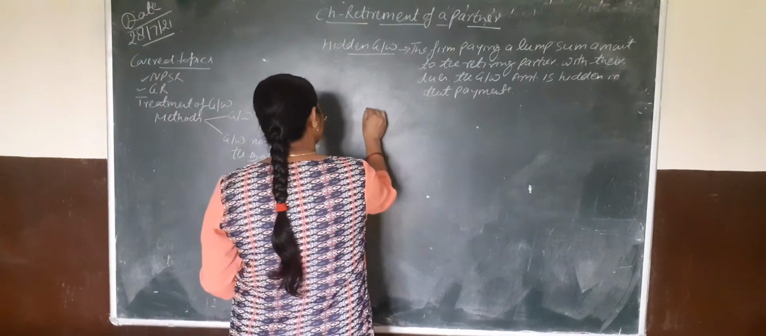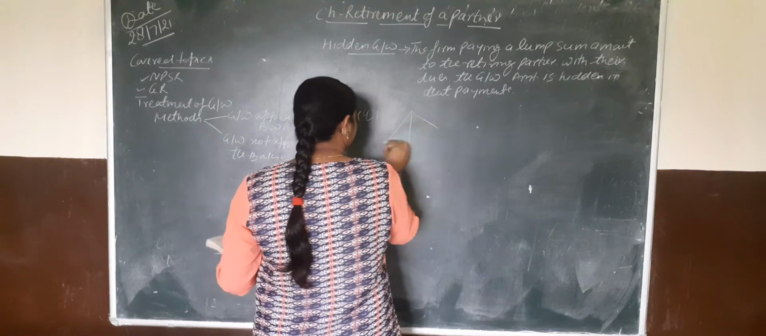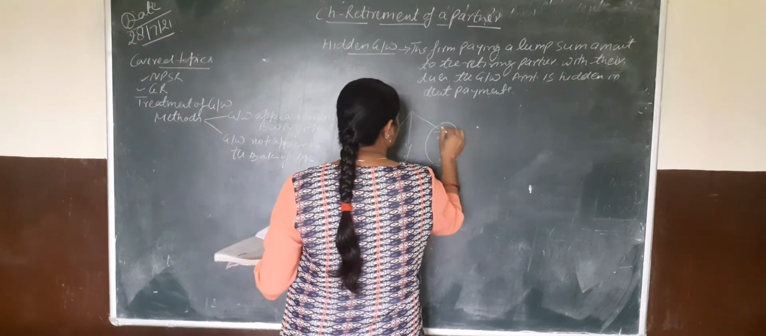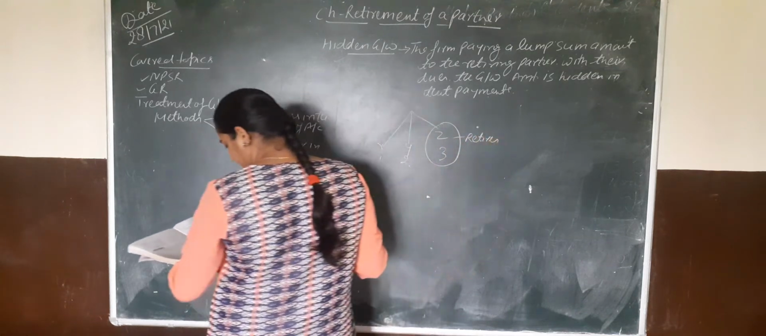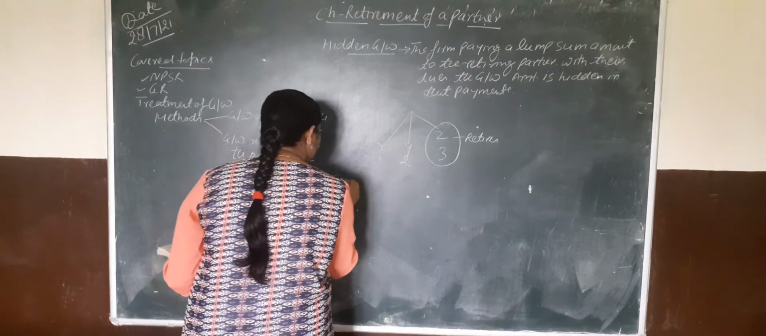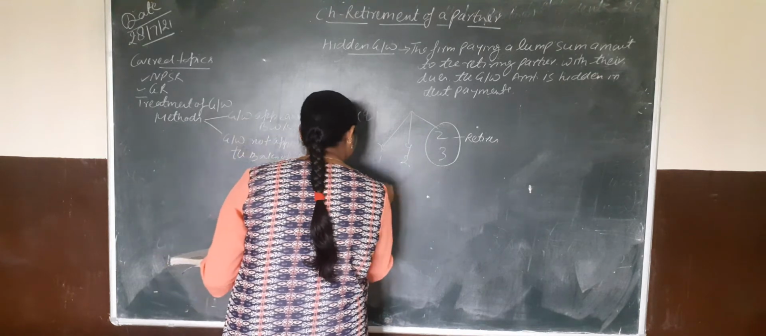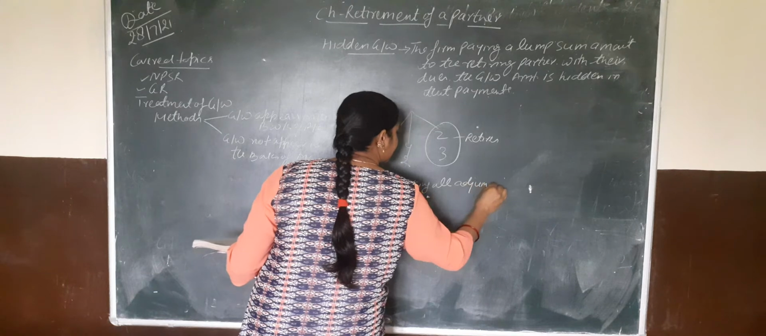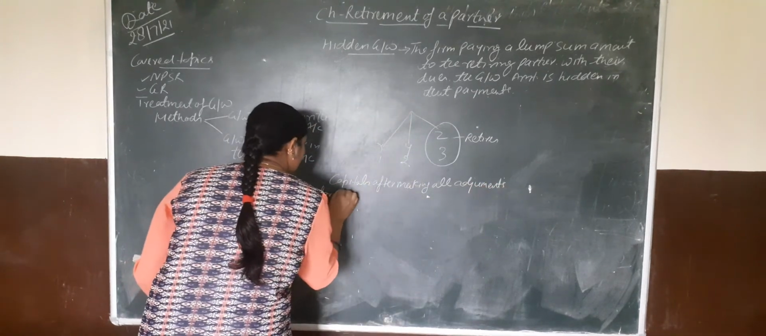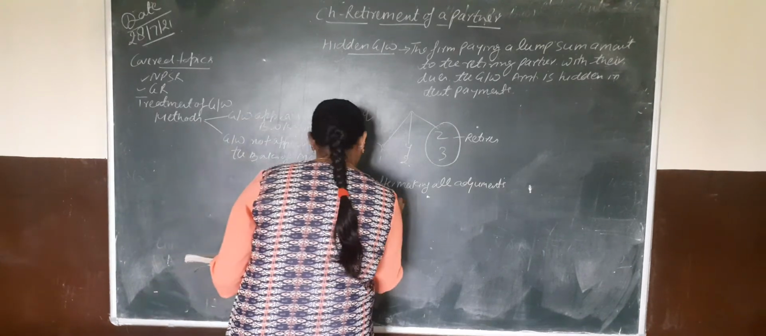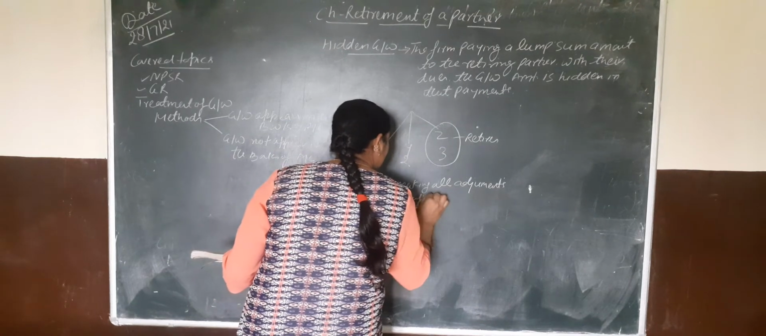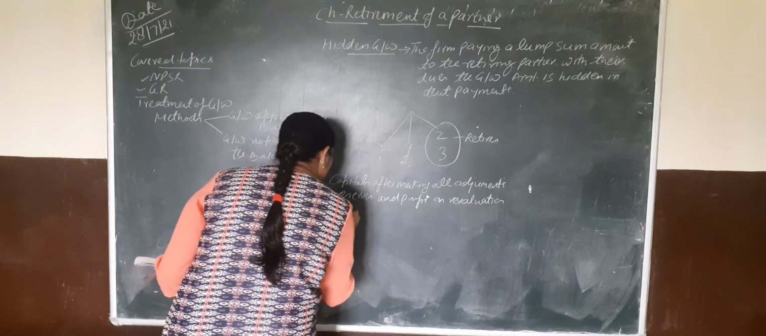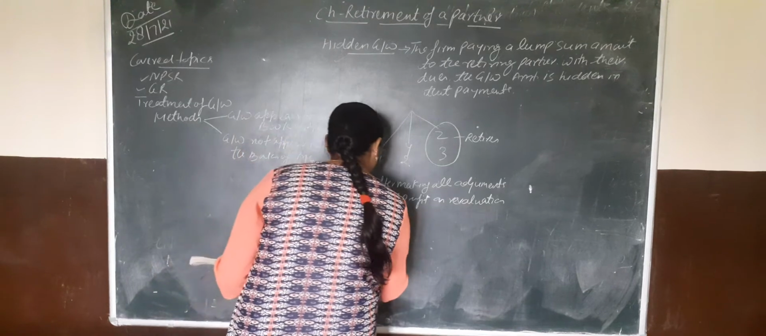So today I will explain these numerical questions. So children, suppose the question is: there are three partners X, Y, Z. Their profit sharing ratio is 1 to 2 to 3, and Z wants to retire, and his capital after making all adjustments for reserves and profit on revaluation stands at rupees 2,40,000.